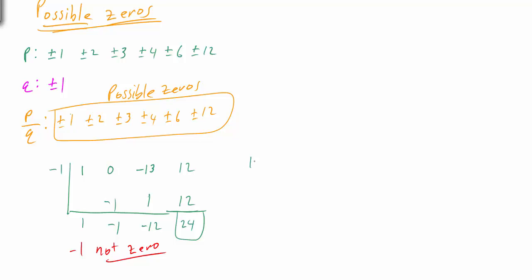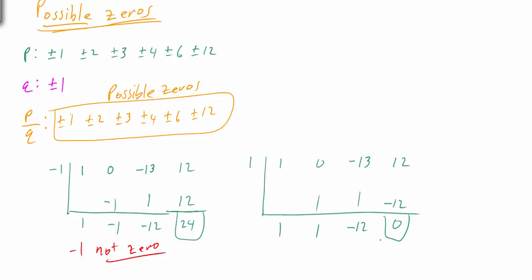So I'm going to try a +1. Let's see if that works. So we still have 1, 0, -13, and 12. Bring the 1 down. 1 times 1 is 1. 1. 1 times 1 is 1. And now we get a -12. 1 and -12 is -12. And now we end up with a 0. Remainder is 0. So that means that here x equals 1 is a zero.